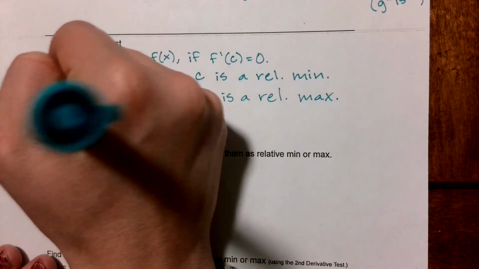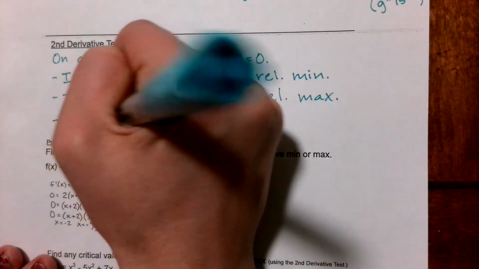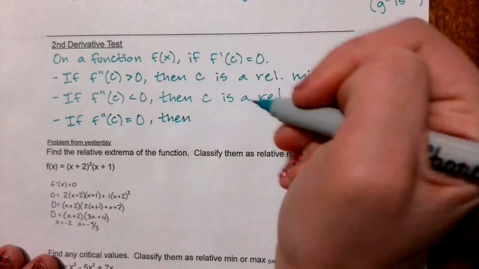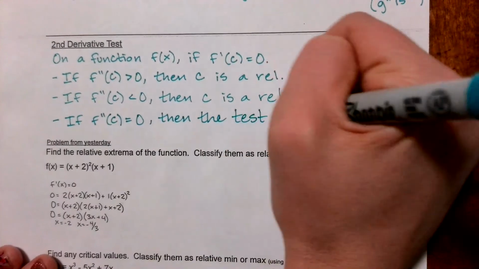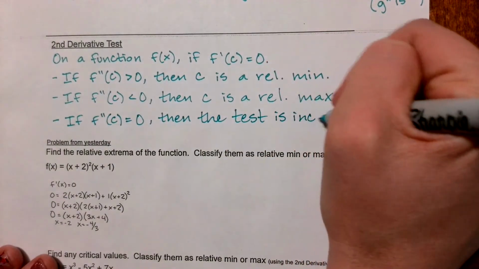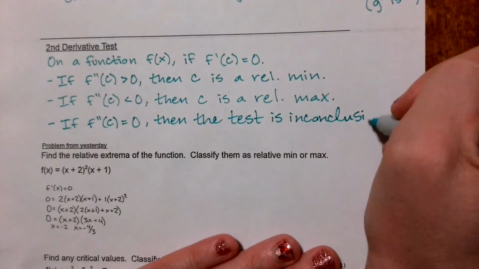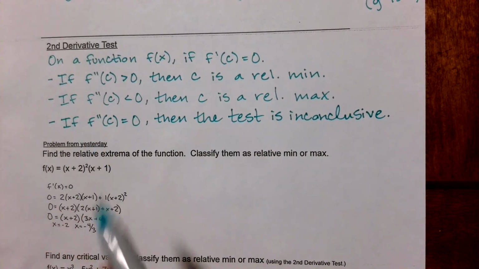And then sometimes if we get a situation where f double prime of c equals 0, then the test is just inconclusive. So in that case, it doesn't necessarily mean that it's not a relative min or max, it just means that we'll need to use something else. That test did not help us.